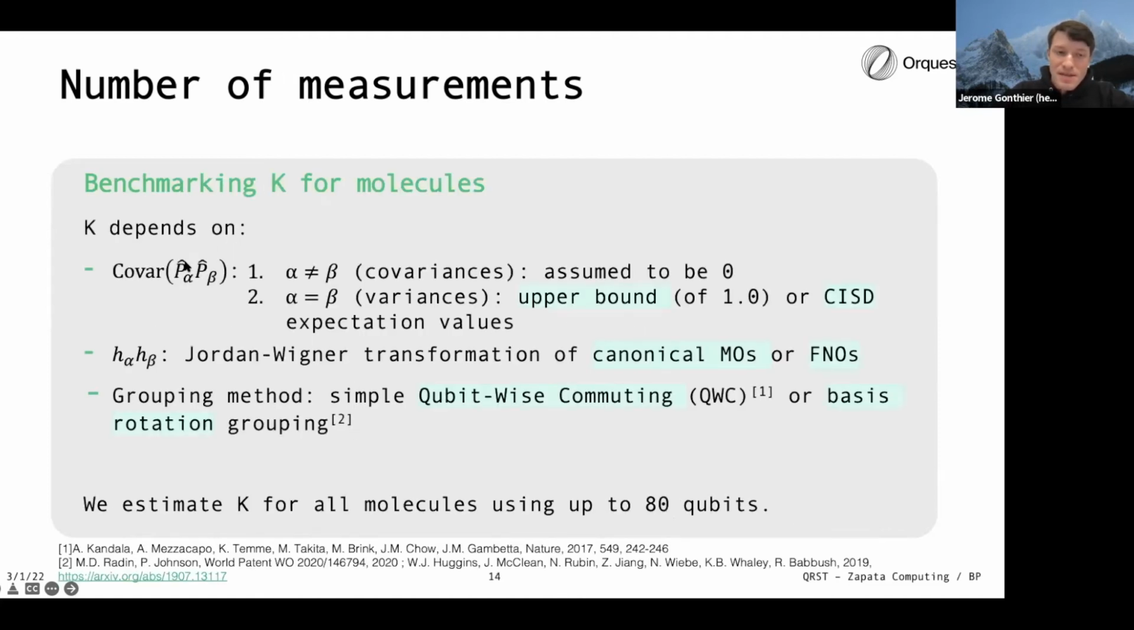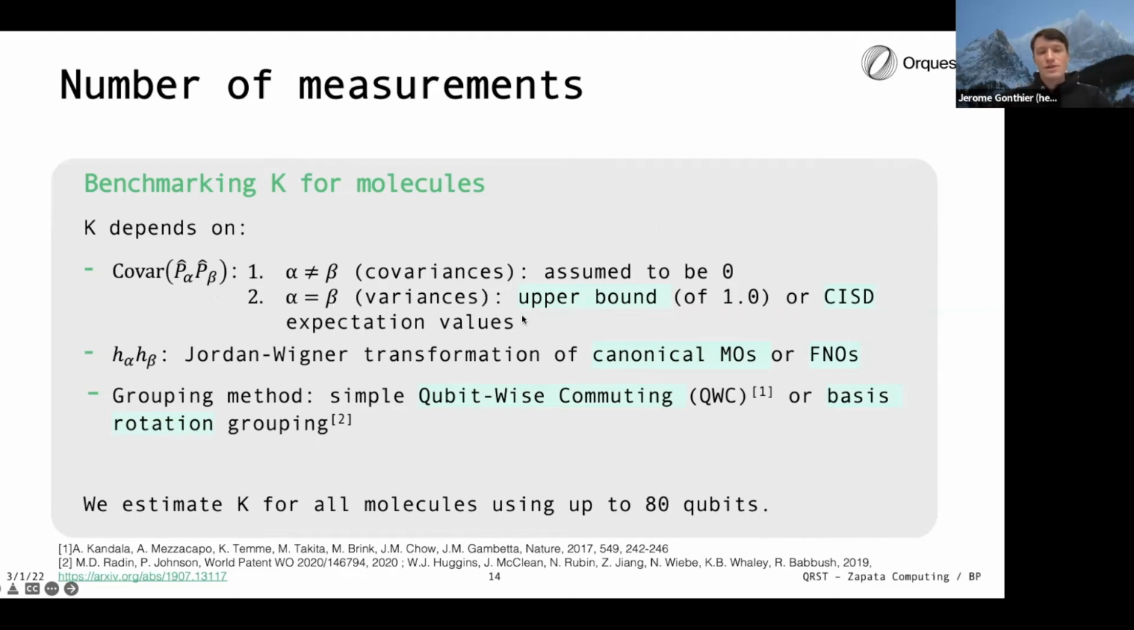So K depends on the covariances between Pauli strings P alpha and P beta. In the case where alpha is different from beta, that's a real covariance, and we actually assume them to be 0. Covariances can be positive or negative, so what we did here is assume a random distribution of covariances, and overall they kind of cancel out. When alpha equals beta, then it's the variance.